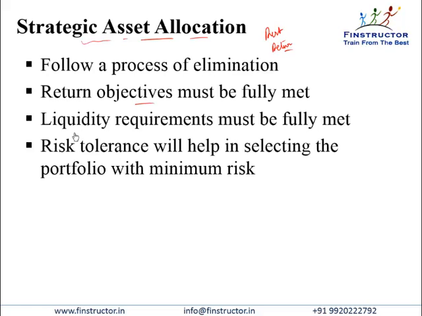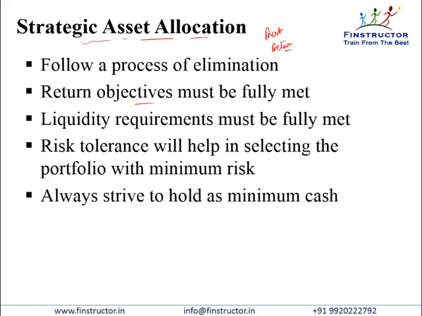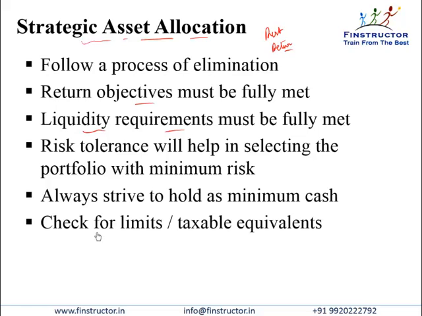That is, liquidity requirements must be met. Risk tolerance should be in line with what you have just discovered or what you have just noted in the IPS. Always strive to hold as minimum cash after you've met the liquidity requirements or the minimum required. Check for any limits on particular asset classes. See if the returns mentioned are before tax or after tax. And these steps should generally be able to help you pick the best portfolio amongst the given options. Again, we'll do an example and explain this better.